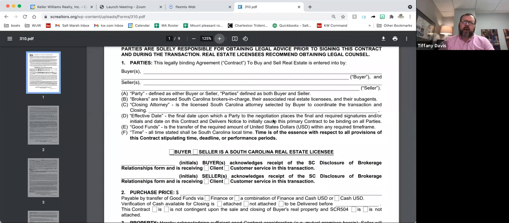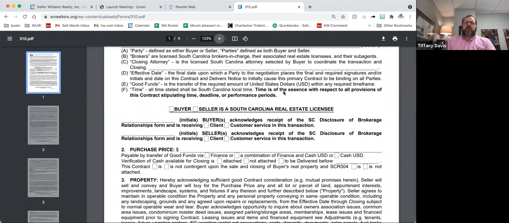Closing attorney is who the buyer will have coordinate the actual closing, and that does not mean the seller has to use the same attorney. Seller can pick whatever attorney they would like. Effective date is going to be the final date upon which the parties in negotiation have placed their final signature and or initials, and that's where everything moving forward will be from the effective date. Good funds is going to be the transfer to the required amount of dollars within any required time frame, and then time and all stated shall be South Carolina local time.